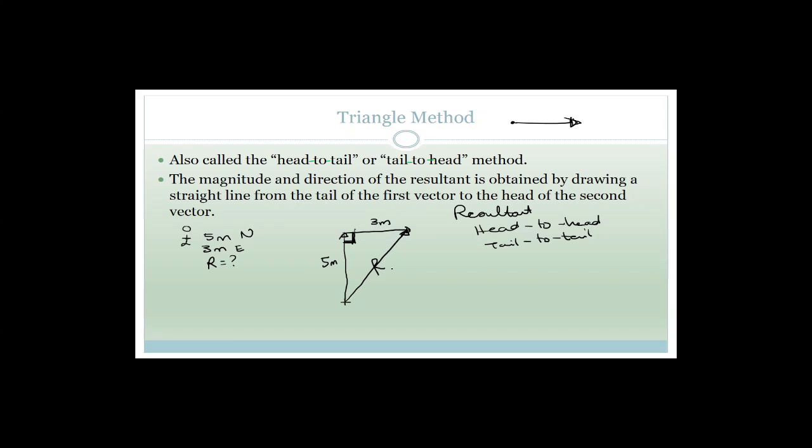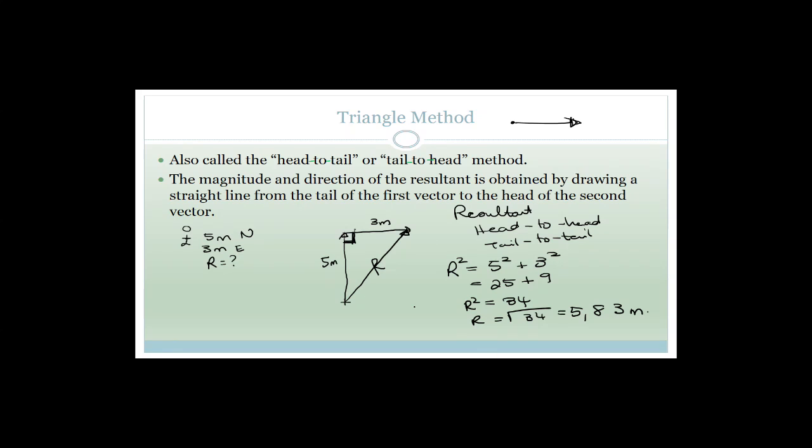We can say, okay, fine, r squared is equal to 5 squared plus 3 squared, which is going to be 25 plus 9, which is going to be 34, which is r squared. Therefore, r is going to be the square root of 34, which equals 5.83 meters. We haven't finished because we need to find the angle, okay?